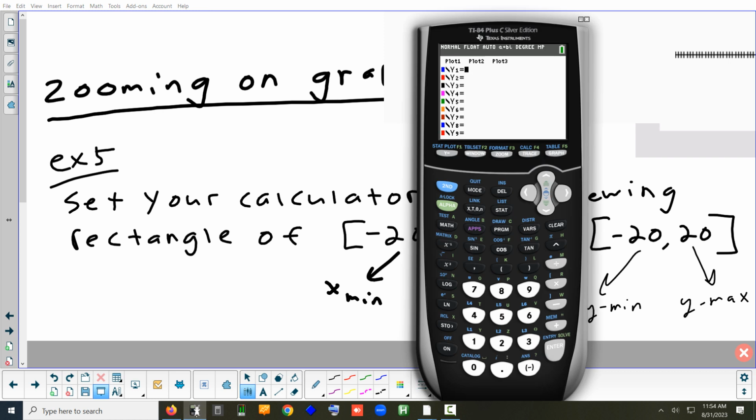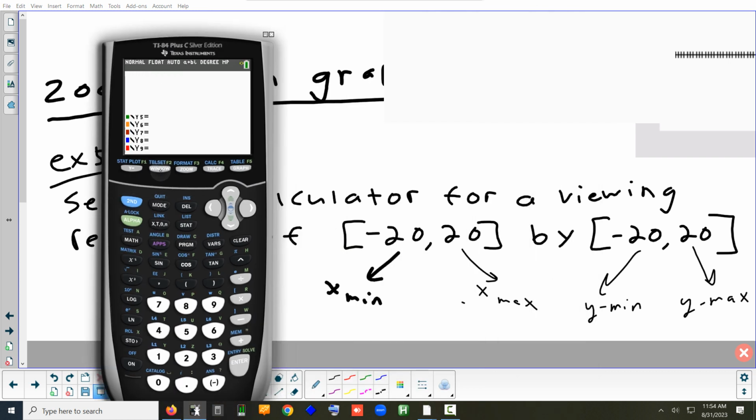And how would you do it? Well, press window. X min, -20. The negative is below the 3. -20. X max, +20. Don't worry with the other ones too. It's not important. Y min, -20. Y max, +20. And if that was the question on the homework, that's all you would do.